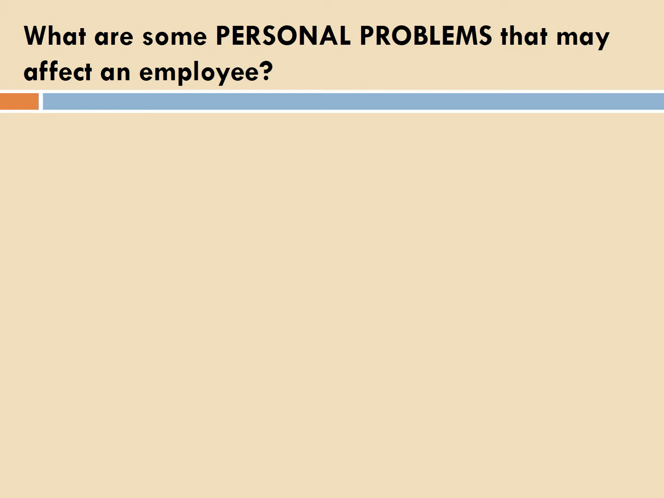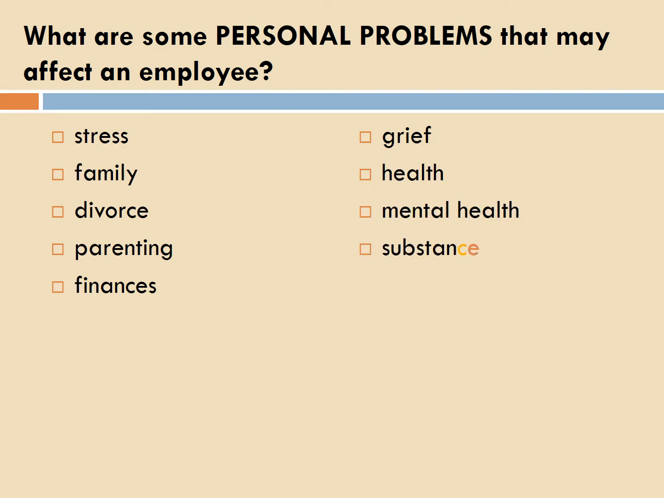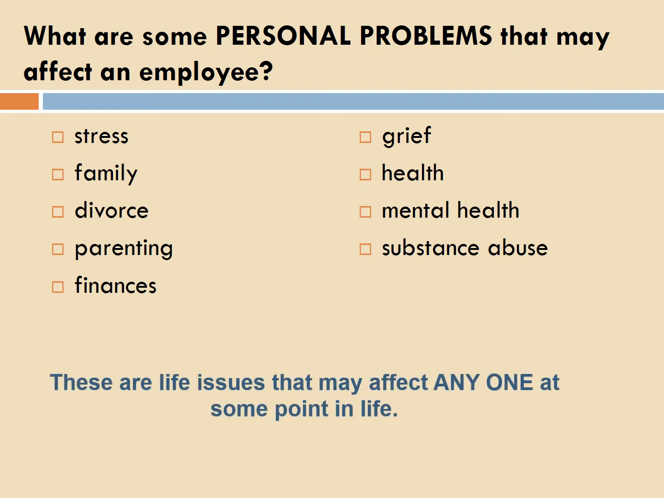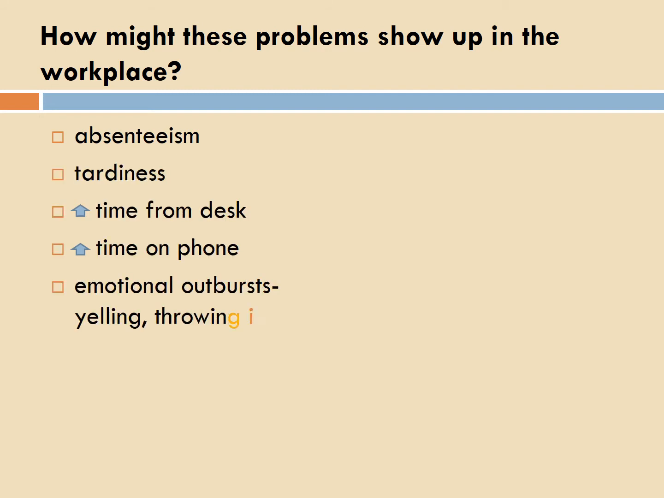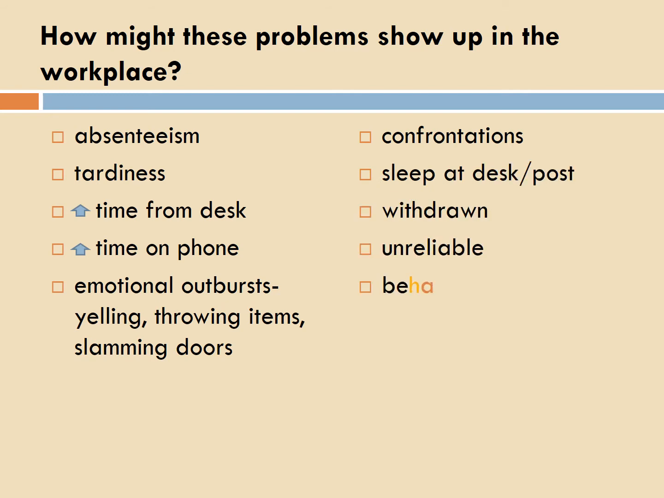So what are some personal problems that might affect an employee? Family problems, grief, mental health concerns such as depression or anxiety. This is just a small list. So how might these problems show up in the workplace? Well, in a variety of ways. Most common are absenteeism, tardiness, and attitude problems, and these show up behaviorally.